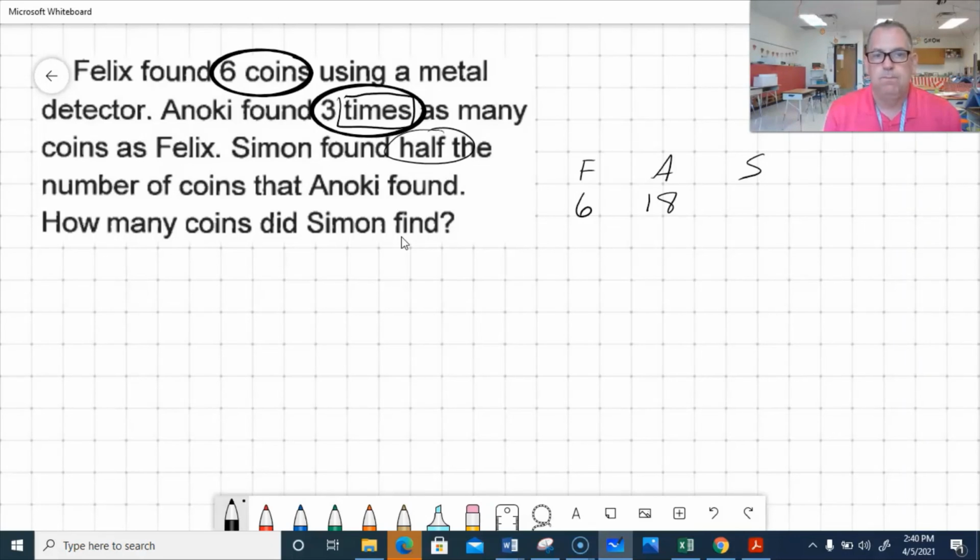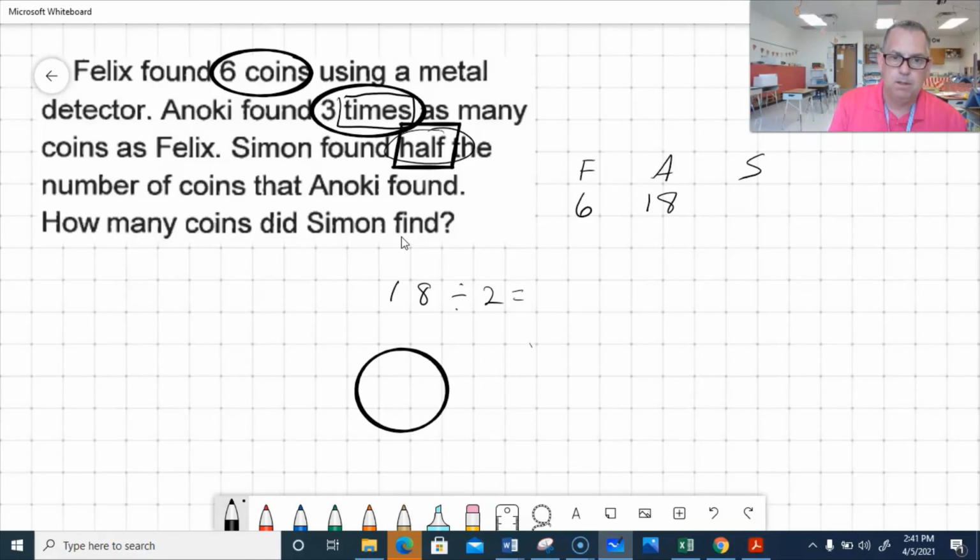So what am I going to do to figure out how many coins Simon found? Yep, it says half, okay? And a half means divide by 2. So I'm going to divide by 2, and I would do 18 divided by 2. Figure out what that equals. Okay, and there's a lot of different ways to do it. I could go ahead and make 2 equal groups, and I separated the 18 out.